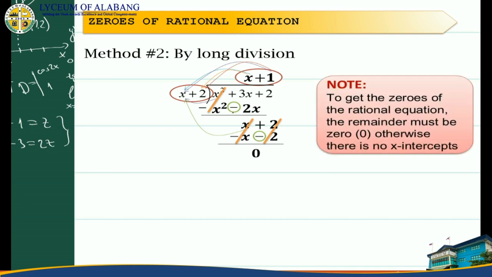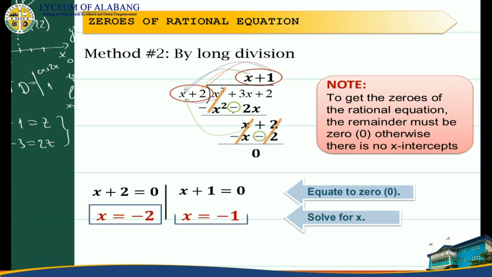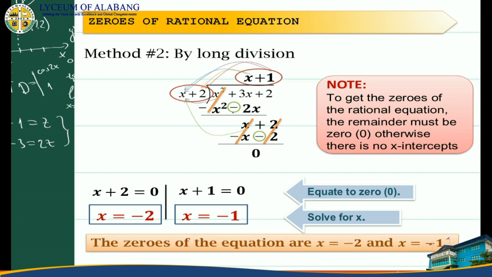Note, to get the zeros of the rational equation, the remainder must be 0, otherwise, there is no x-intercepts. Next, equate to 0. We have x plus 2 is equal to 0 and x plus 1 is equal to 0. Then, solve for the value of x. We have x is equal to negative 2 and x is equal to negative 1. Therefore, the zeros of the equation are x is equal to negative 2 and x is equal to negative 1.